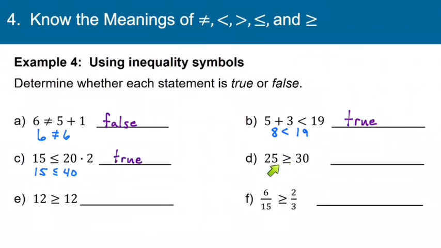In part D, we have a statement that says 25 is greater than or equal to 30. That is not true. That is false. And in part E, we have a statement that says 12 is greater than or equal to 12. Of course, the left side is equal to the right side, so this inequality is actually true. 12 is greater than or equal to 12. So that's true. And then for part F, we have 6/15 is greater than or equal to 2/3. Now it's hard to tell with fractions which one's larger than the other when their denominators are different.